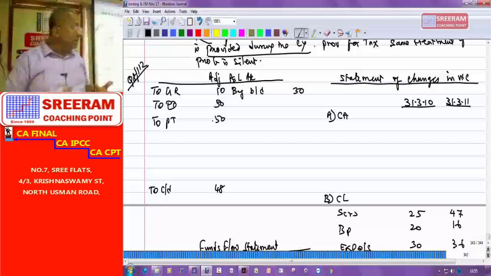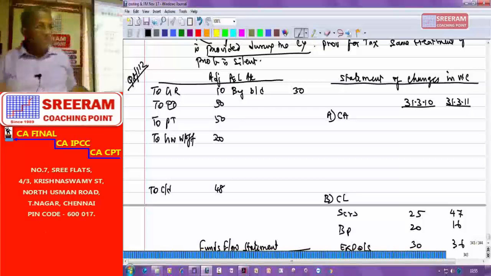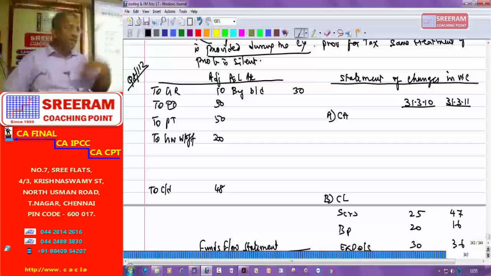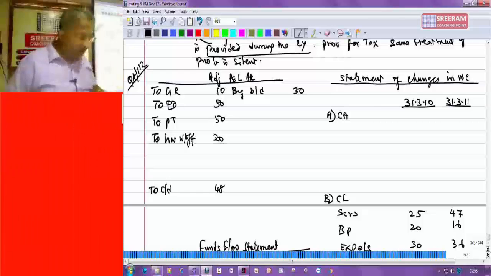I have charged like depreciation, I have written off goodwill. To goodwill written off, how much? 20. Difference only we have to take. In some cases you take the entire thing, opening and closing in different places. That is as good as taking up difference only.